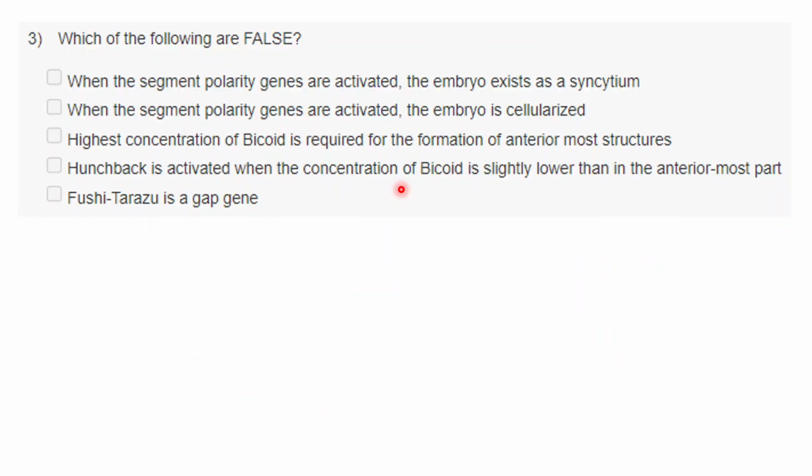Moving on to the next question. I think you will be able to answer this. It's again a true-false kind of question. Which of the following are false?